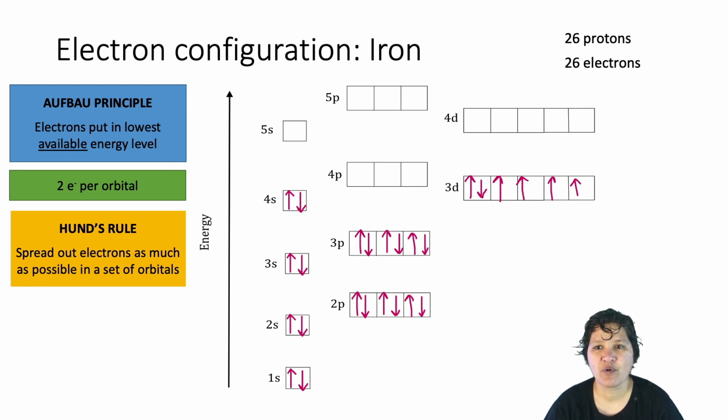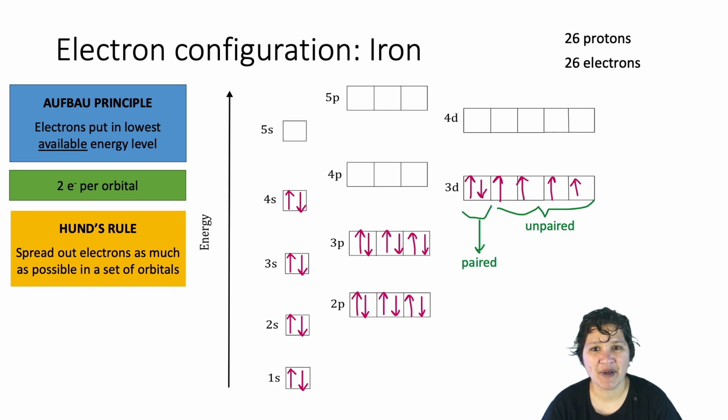And here you see we have 1 3d orbital that contains paired electrons, but we have 4 3d orbitals with unpaired electrons. So that tells us that iron is paramagnetic and will be attracted to a magnet. That shouldn't come as a surprise to anyone who's ever played with magnets.